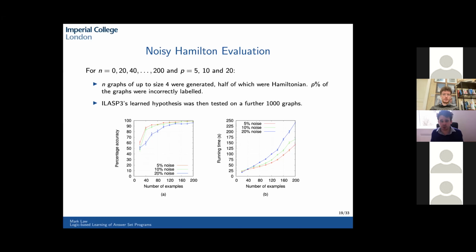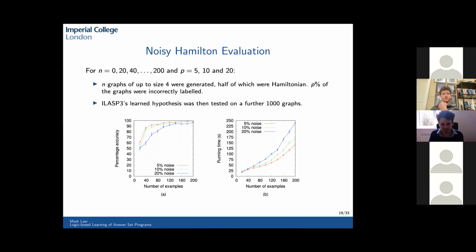This is an experiment that we did to evaluate the ILASP 3 system. This was the first of the conflict-driven approaches, where we were testing ILASP 3 on a noisy version of the Hamilton problem that I showed you before. So we randomly generated some graphs of up to size 4, half of which were Hamiltonian and half of which were not. And then rather than just giving correct labels for all of them, we picked a percentage of those examples and switched the label. So that's either 5, 10, or 20%.